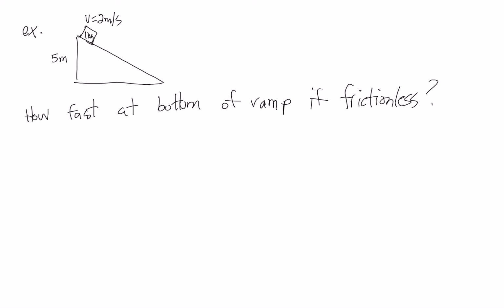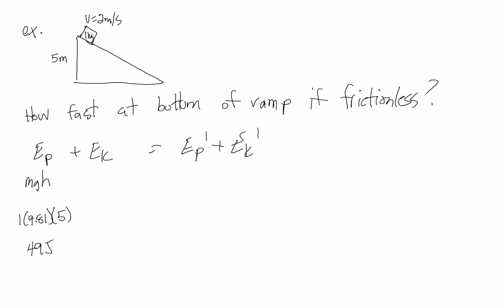Okay, so in this case then we'd want to figure out our potential at the start, but we also have kinetic at the start because it was already moving at 2 meters per second, and that will equal our potential and kinetic at the end. So our potential at the start, mgh, so we'd have 1 kilogram times 9.81 times 5, so that gives us 49 joules.